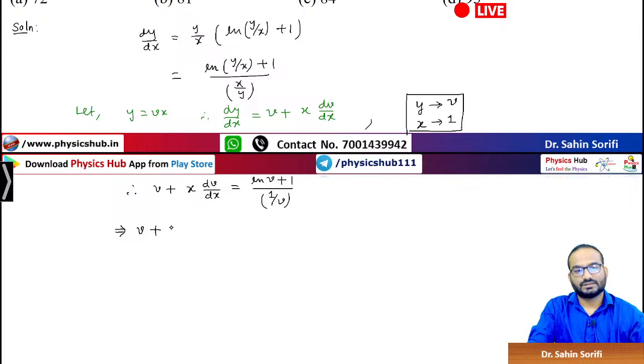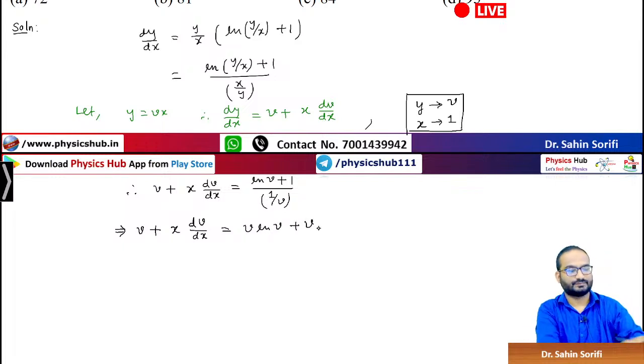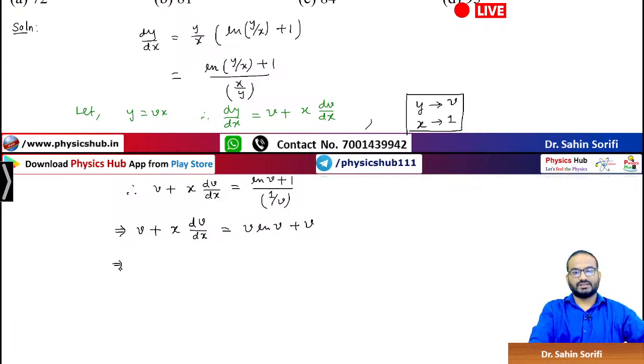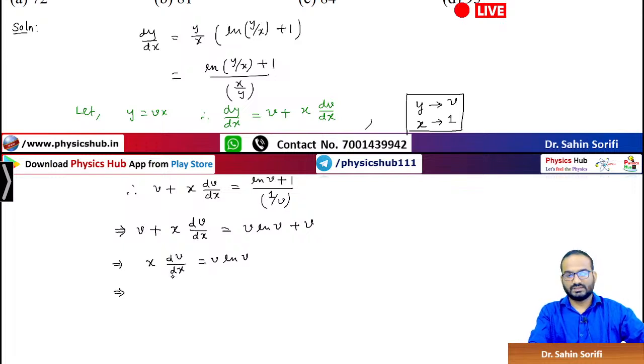So, v plus x dv/dx equals v ln v plus v. So v gets cancelled, and we have x times dv/dx equals v ln v. Now we can use separation of variables: take v terms on one side, x terms on the other. So dv/(v ln v) equals dx/x. It has now come into separation of variable form, so you can take integration on both sides.